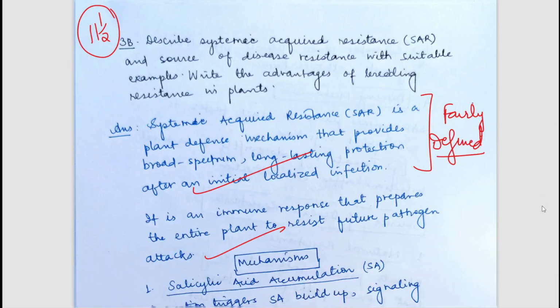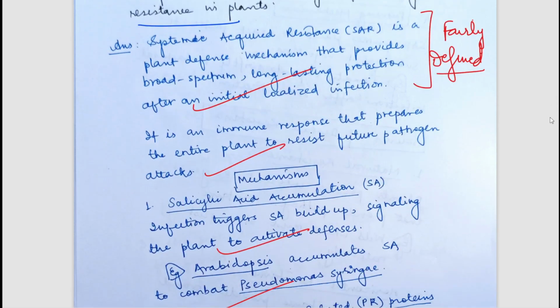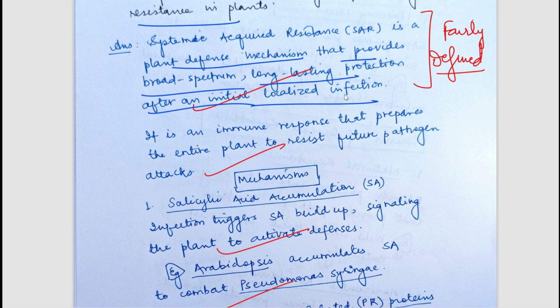Now let's move to the next question. The next question is to describe systemic acquired resistance, that is SAR, and sources of disease resistance with suitable examples, and write the advantages of breeding for resistance in plants. So what is SAR? It is a plant defense mechanism that provides broad spectrum, long lasting protection after an initial localized infection. Suppose this is the plant and there is an initial small infection. What happens when this infection happens? The next time, the plant develops SAR, that is, resistance is developed, and the next time this infection is prevented and the bigger spread of this infection is prevented.